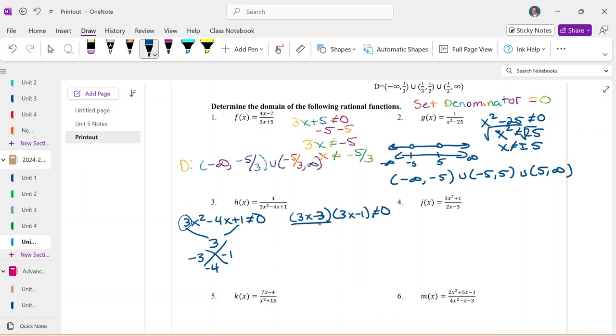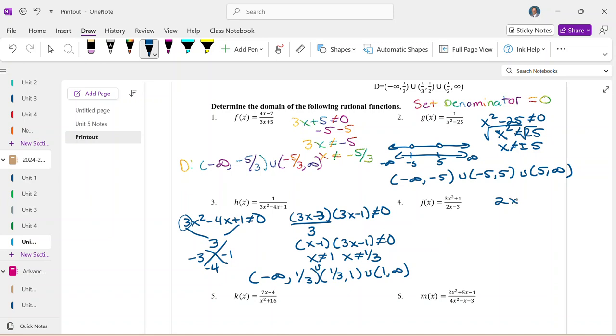And then I divide by a common factor. Here there's 3. Here there is not a common factor. So it's x minus 1 and 3x minus 1. So you get x cannot equal 1 or x cannot equal 1/3. So when you do the domain, it's from negative infinity to 1/3, union 1/3 to 1, union 1 to infinity.